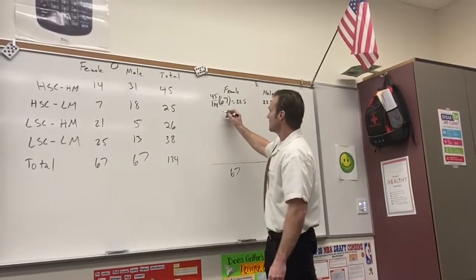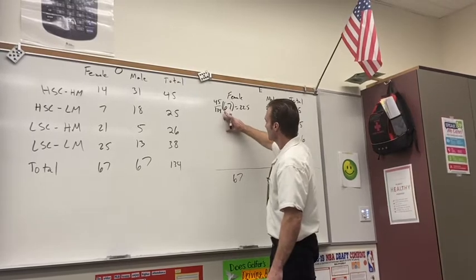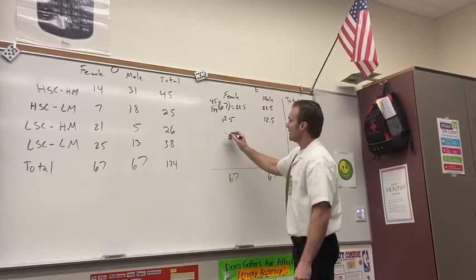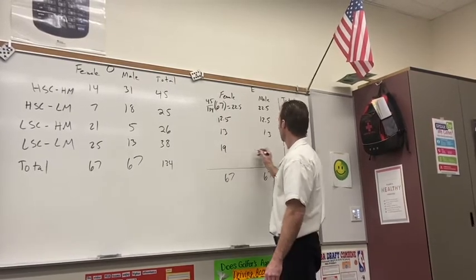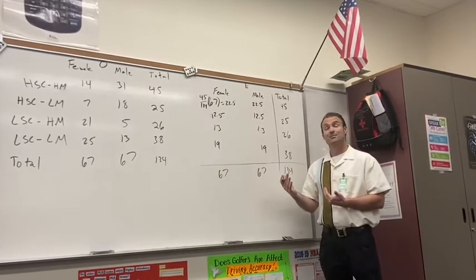So this is going to be 12.5, 12.5. And 13, 14, 19. Okay, so these are the expected counts.